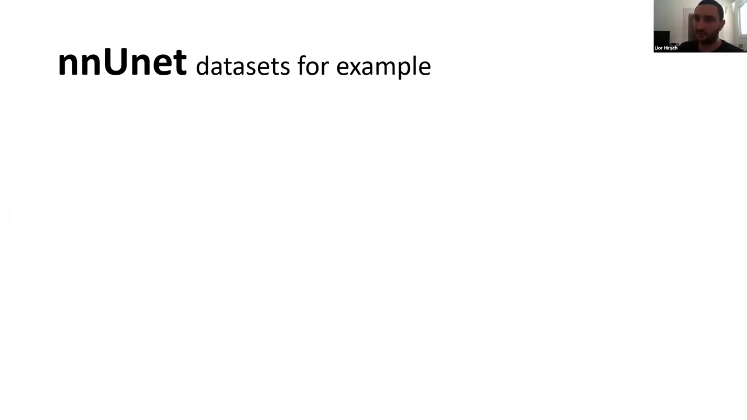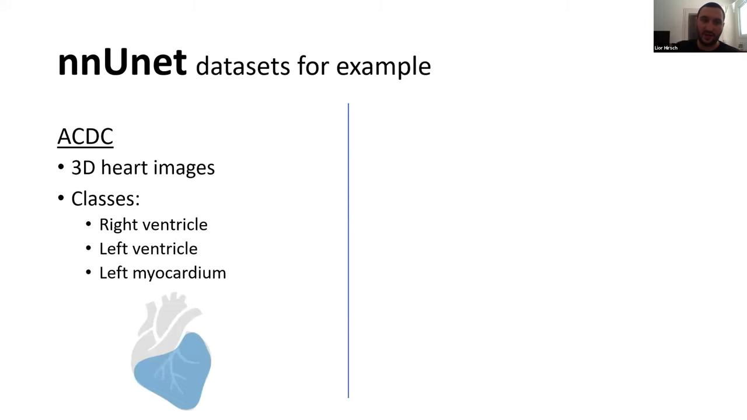Okay, so in order to fully understand the process, we will go through two examples, two data sets, to understand how it works. The first data set is ACDC, the Automated Cardiac Diagnosis Challenge. This data set contains 3D heart images, and the task is to segment the right ventricle, left ventricle, and left myocardium.